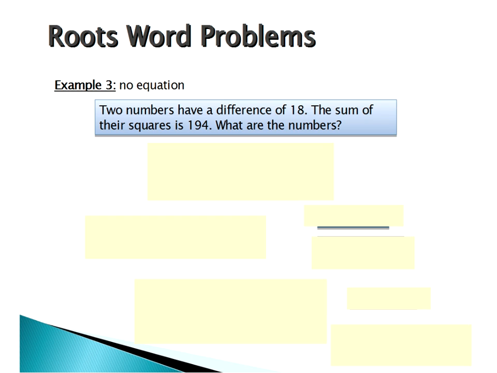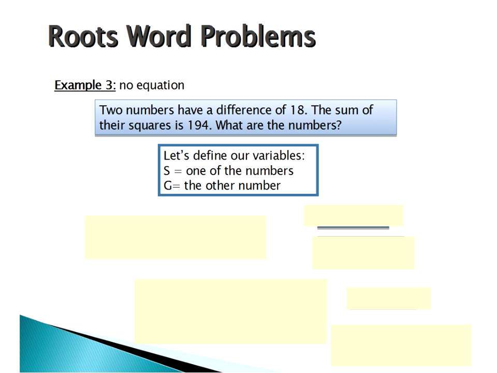Here's a different type of question. Again, not much of a real-life problem, but one that will help you practice the math. So 2 numbers have a difference of 18. The sum of their squares is 194. What are the numbers? So what happens here is that I have 2 numbers, so let's make them variables.